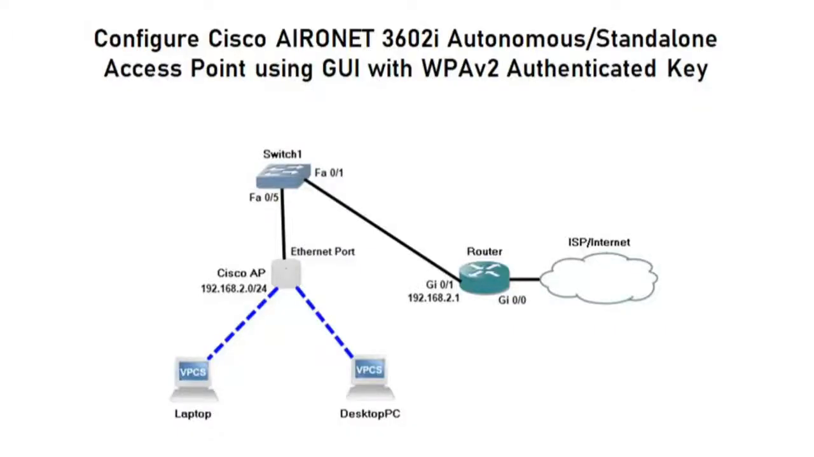Let's get started. First of all, I'll show you the network topology for this network. Here you can see this is my Cisco 2800 series router, and this is my layer 3 Cisco switch, and this one is the Cisco Aironet 3602i autonomous or standalone access point. And this one is my laptop, and another one is a desktop PC.